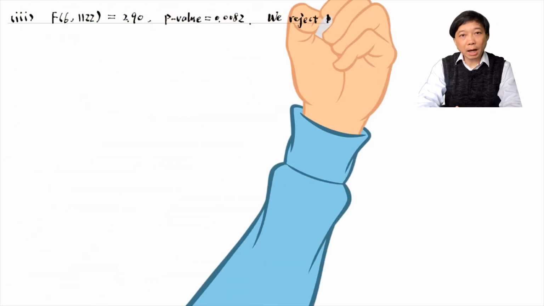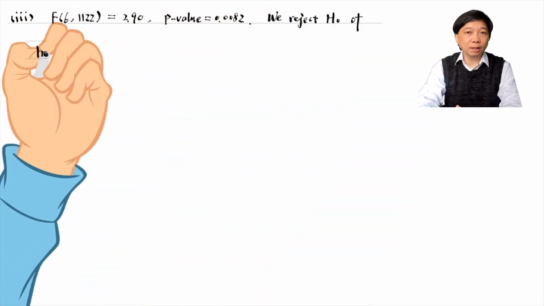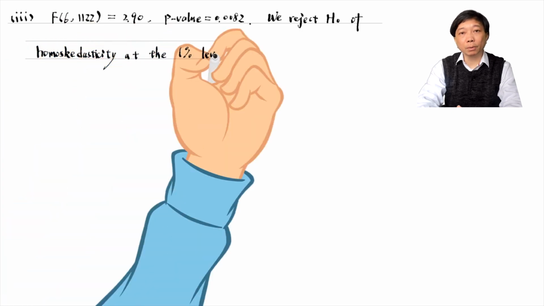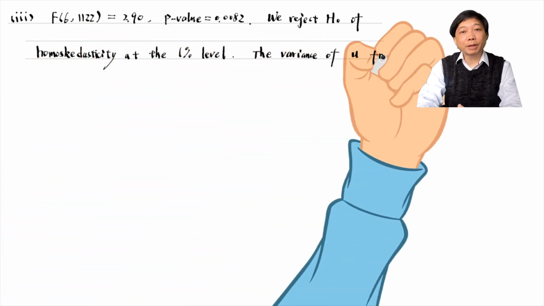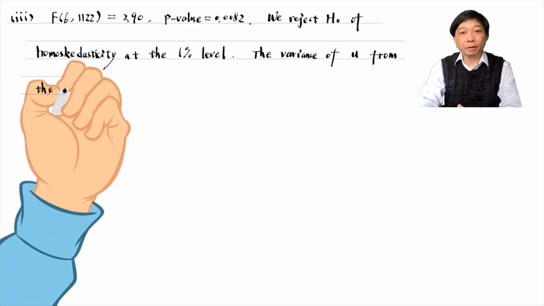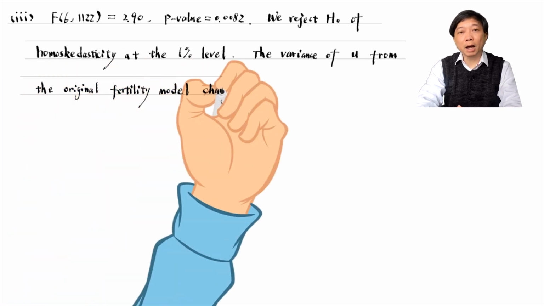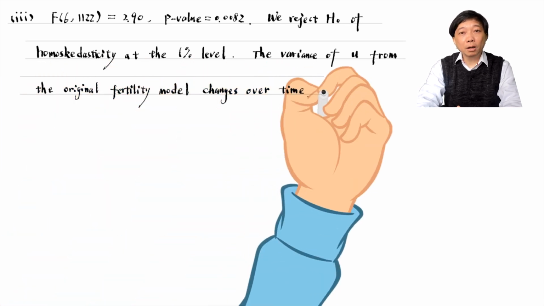We reject the null hypothesis of homoscedasticity at the 1% level. The variance of the error term from the original fertility model changes over time. Therefore, it's better to report the heteroscedasticity-robust standard errors for the estimates.